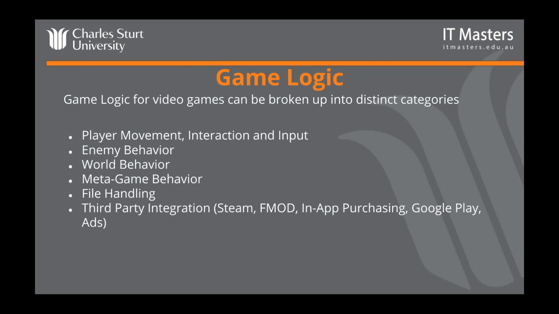And the last one, which is very important for mobile development, is third-party integration. The examples there are Steam, FMOD, which is a different implementation to the one built into Unity, and in-app purchasing, Google Play, ads, etc. It's not uncommon for a mobile app to have several ad providers, which are then picked at runtime for which one can fill the slot. So you will often do the majority of your project and then begin putting in SDKs for advertising and metrics, etc.